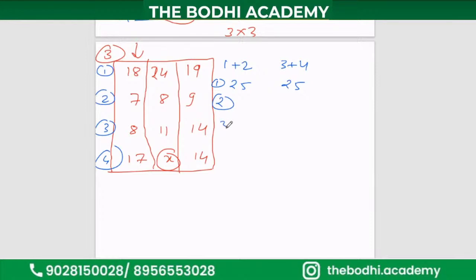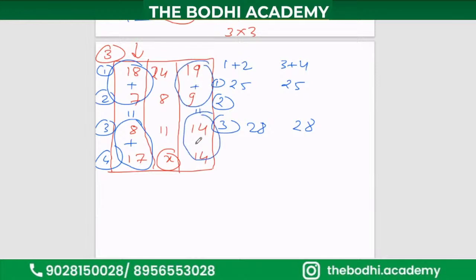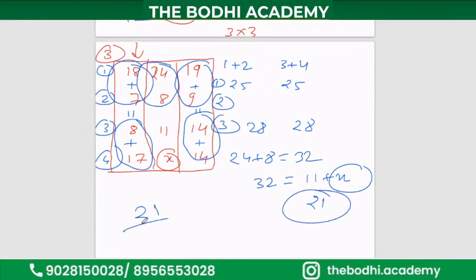Second case, we have to find out. Third case, 19 plus 9 is 28, and 14 plus 14 is 28. That means if we add these two numbers, the sum is equal to the sum of the other two. So we have to add 24 plus 8. What is 24 plus 8? We get 32. And we have to get 32 here also. 11 plus x. So what do we add in place of x to get 32? If we add 21 to 11, it will be 32. So the answer will be 21.